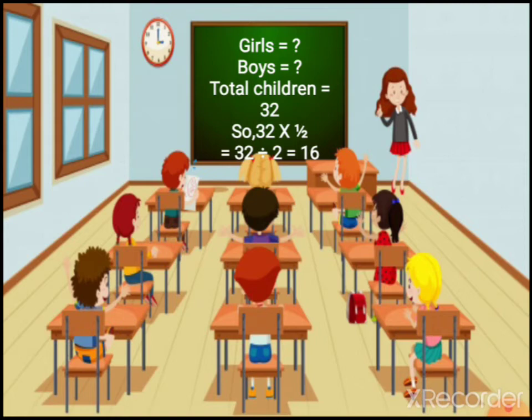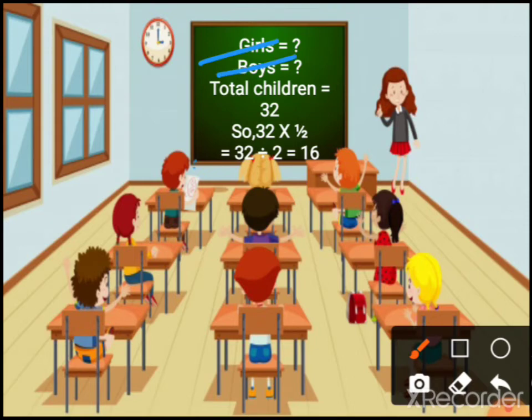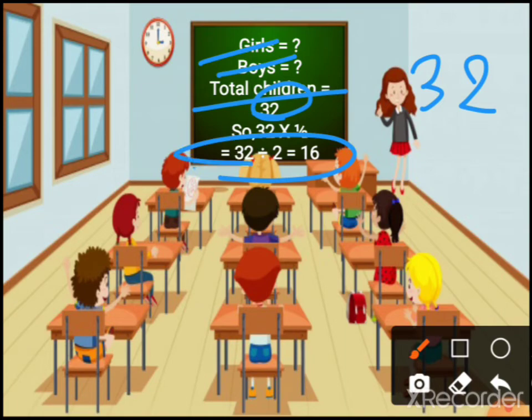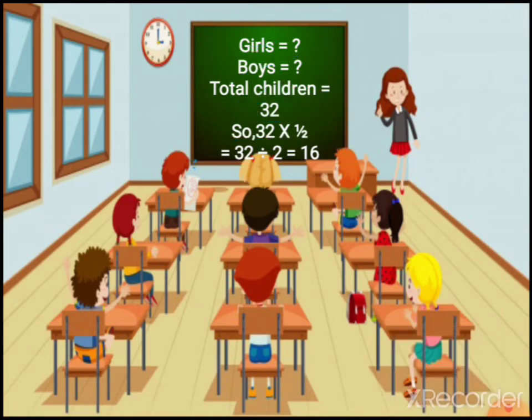While solving the problem sum, you have to do like this. You have to find what you have to count: girls, boys and total children. We know the total children are 32, but we don't know how many girls and how many boys there are. So simply divide the numbers and you will get the answer.